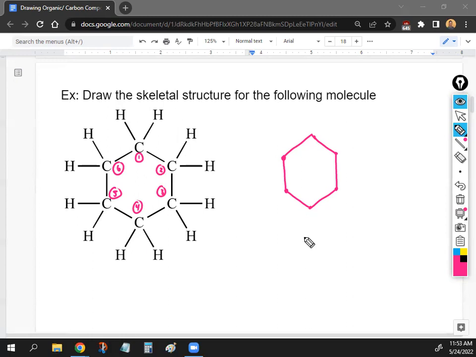Okay, so we just look at the carbons. That's the easiest way to do these problems. Just look at the carbons, and that'll give you your shape. Okay? Yeah. No, they all have to be connected because these represent single bonds.